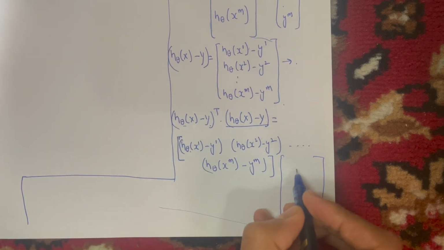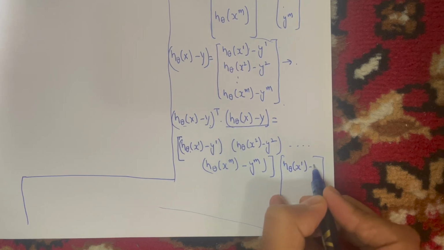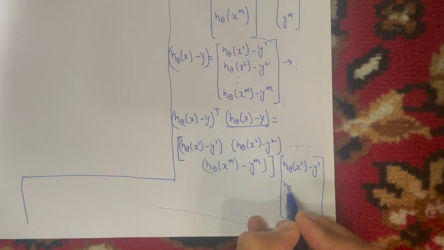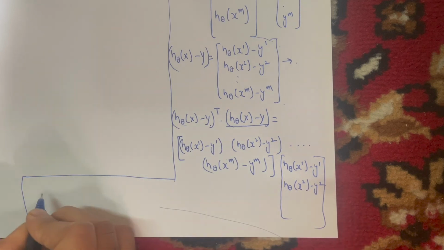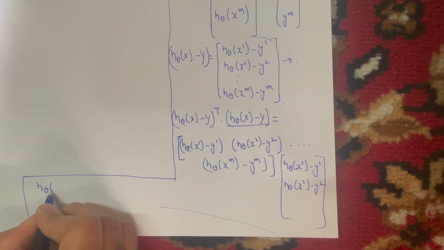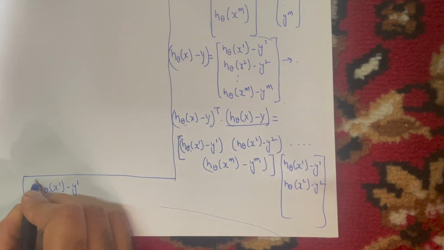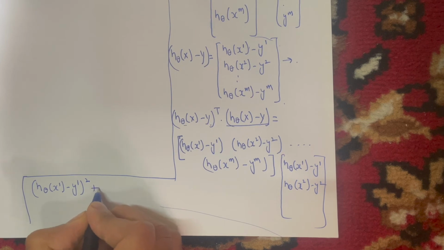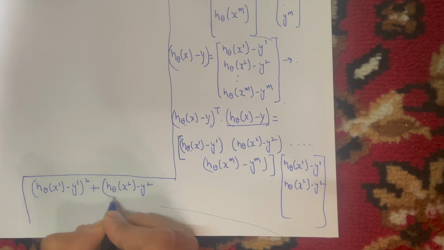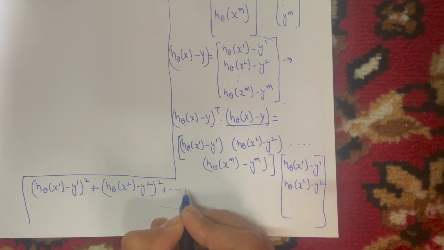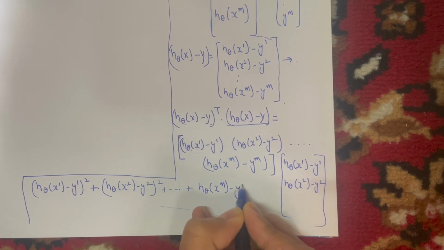So the first will get multiplied with the first element. So what is the first element? h theta x1 minus y1. What is the second element? h theta x2 minus y2. So let me add the first with first. It will be h theta x1 minus y1 into h theta x1 minus y1. So this is square, plus h theta x2 minus y2 square, plus dash dash dash, plus h theta xm minus ym square.